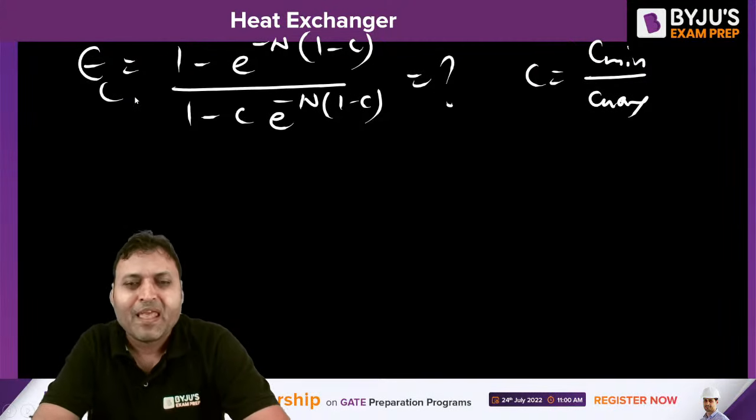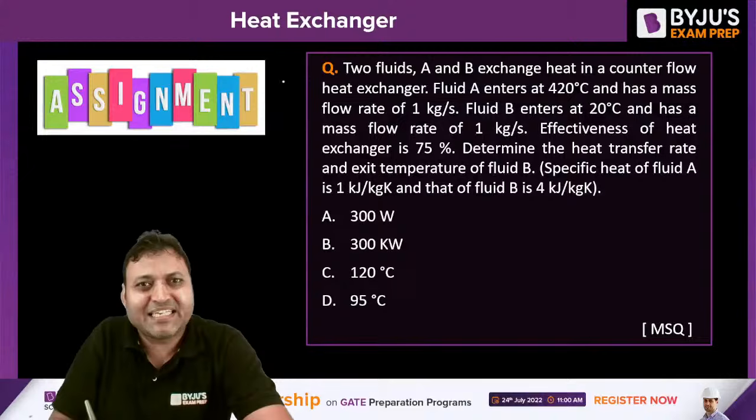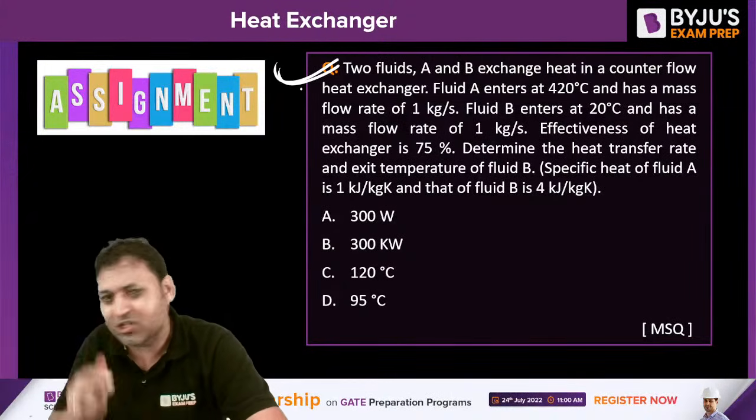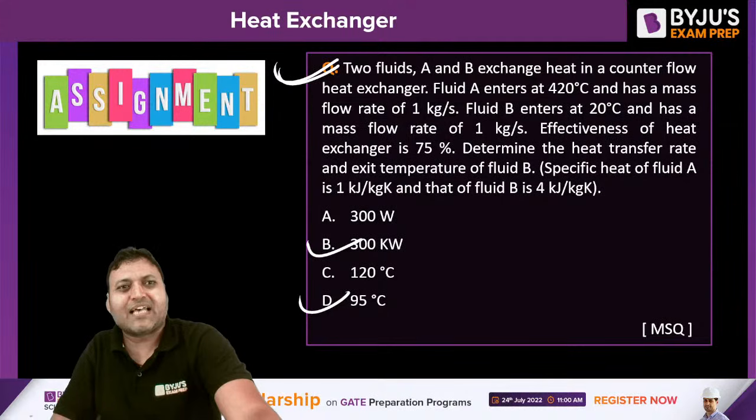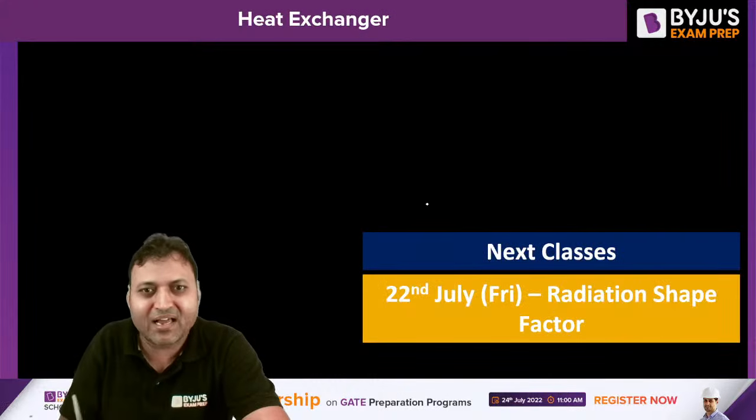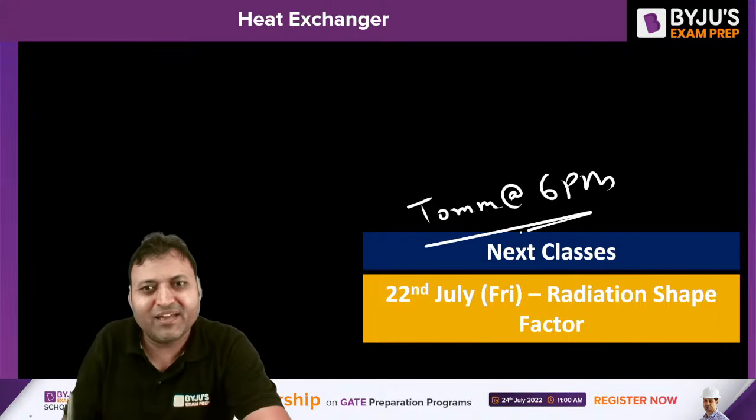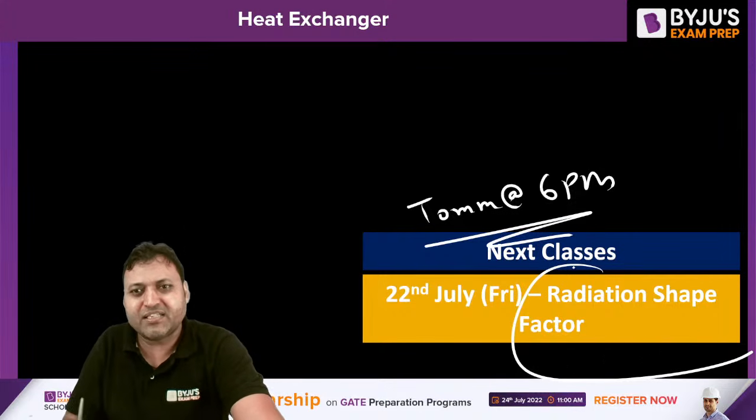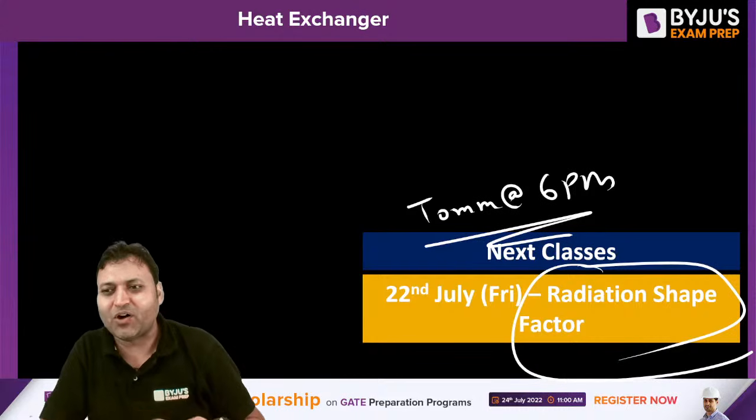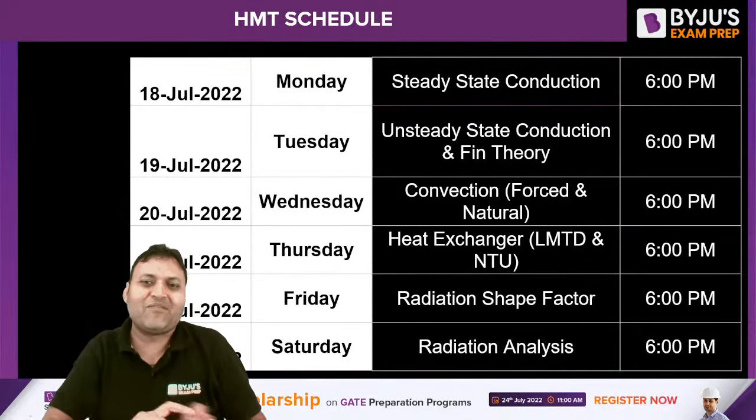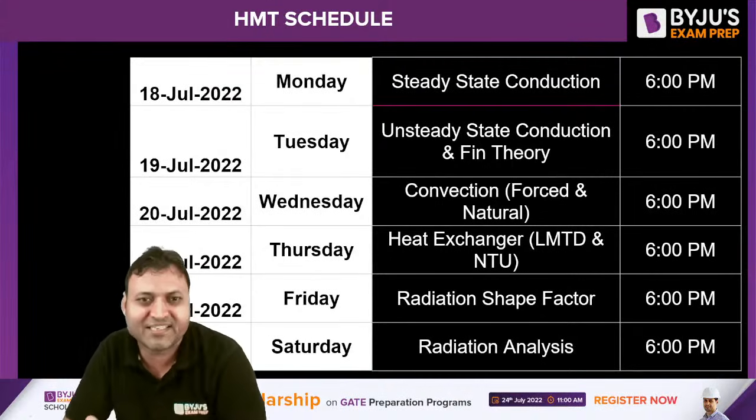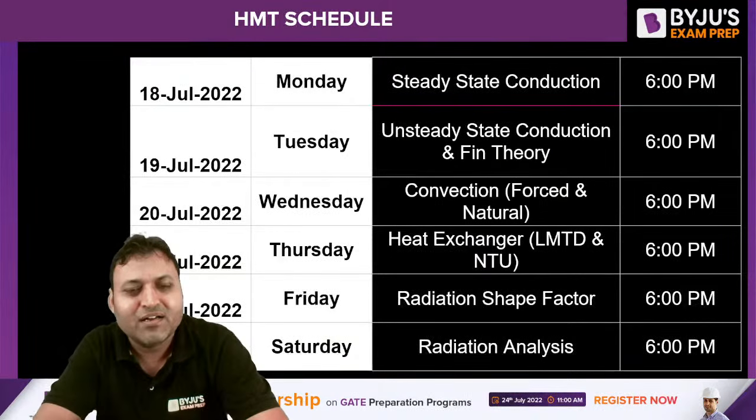Right? So that is all from my side. This is your assignment question. Let me give you the answer also. B and D are the correct answer for this. Please try to solve these assignment questions, and tomorrow I will be back at 6 p.m., and we will discuss the questions and the concept of the radiation shape factor. And day after tomorrow we will be having another session for radiation analysis that will complete our practice session for heat transfer.